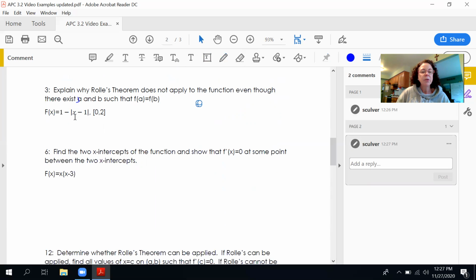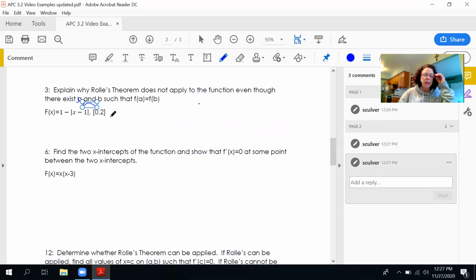So notice if you put in 0 or 2 into the function, f of b and f of a are actually equal to each other. But we want to know why Rolle's theorem doesn't apply. Well, those are all the conditions of the mean value theorem, and so we have to make sure this function is continuous and differentiable from 0 to 2.